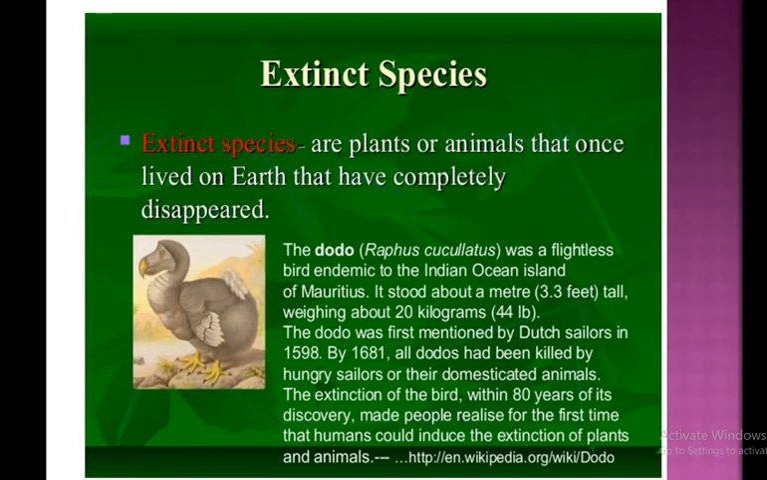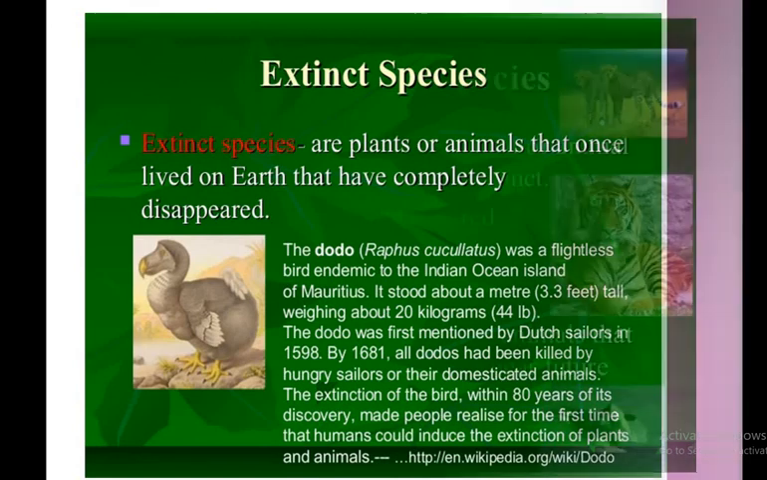We also have some extinct species. That means they do not live on the earth; they have completely disappeared. There is a bird named the dodo. It is an extinct flightless bird that was endemic to the island of Mauritius, east of Madagascar in the Indian Ocean. We cannot find this flightless bird because sailors used to kill it to fulfill their hunger needs.